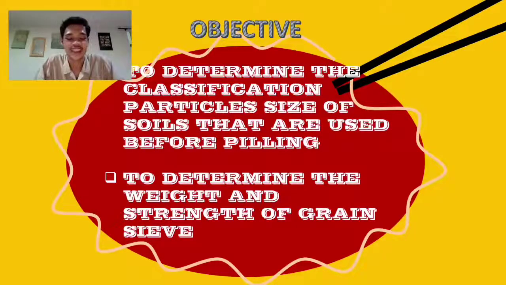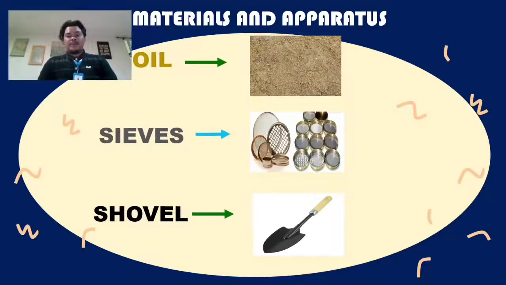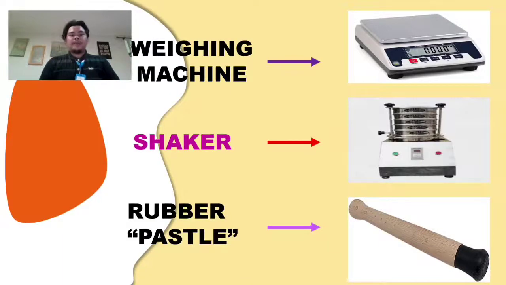I will explain about material and apparatus. The first one is soil. We are using 360 gram of soil. The second one is sieve. We are using 6 sieves with different weights and sizes. The third one is a shovel to transport the soil into the sieve. The next one is a weighing machine to weigh the sieve and the mass of soil. Then the shaker to shake the sieve after we put soil into it. The last one is a rubber pestle.